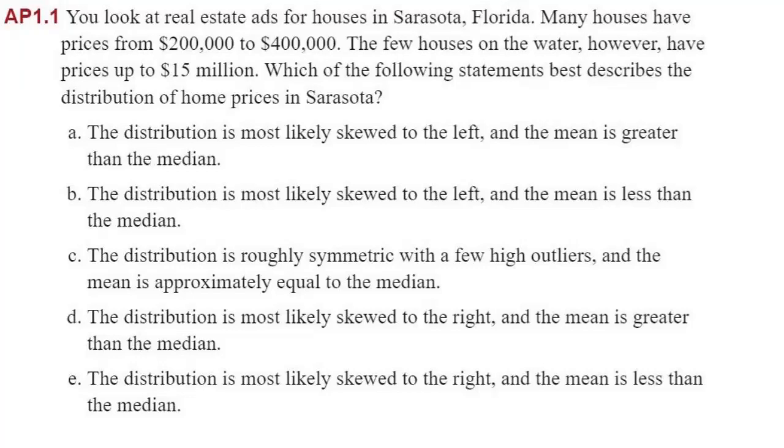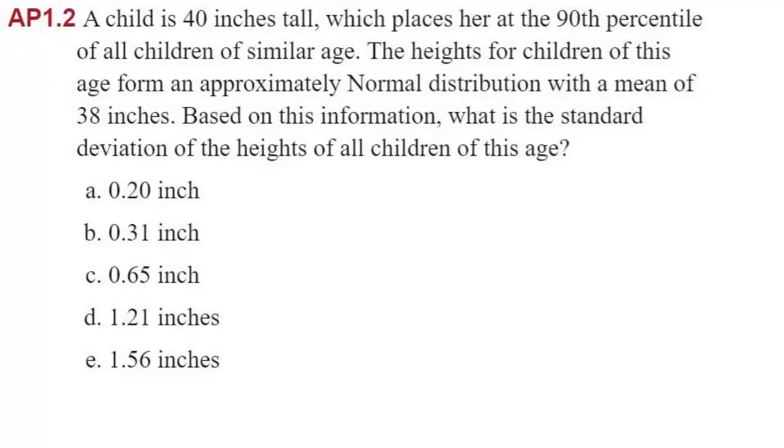All right, number 2. You're talking about 1.2, right? Yeah. Okay. A child is 40 inches tall, which places her at the 90th percentile of all children of similar age. The heights for children of this age form an approximately normal distribution with a mean of 38 inches. Based on this information, what is the standard deviation of the heights of all children of this age?